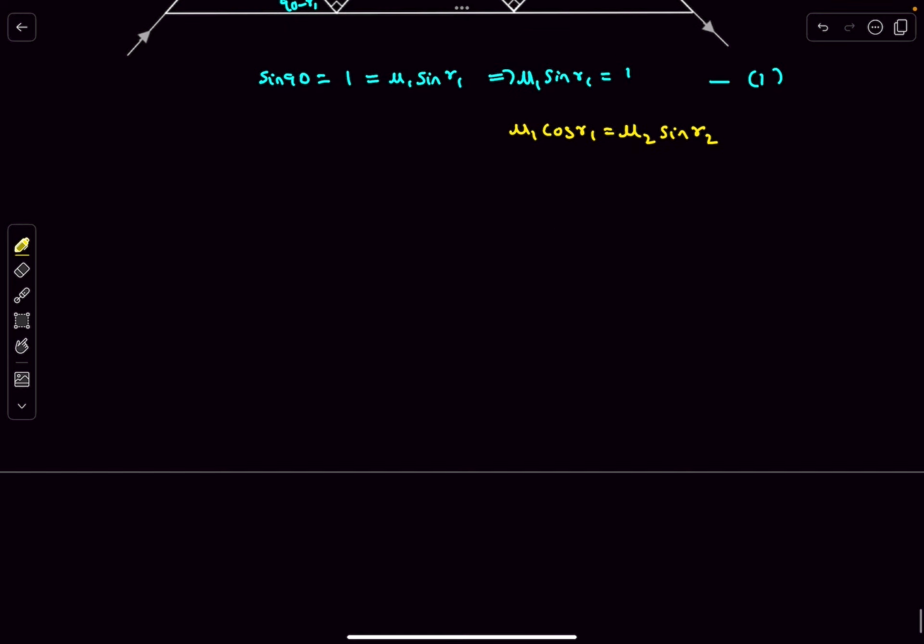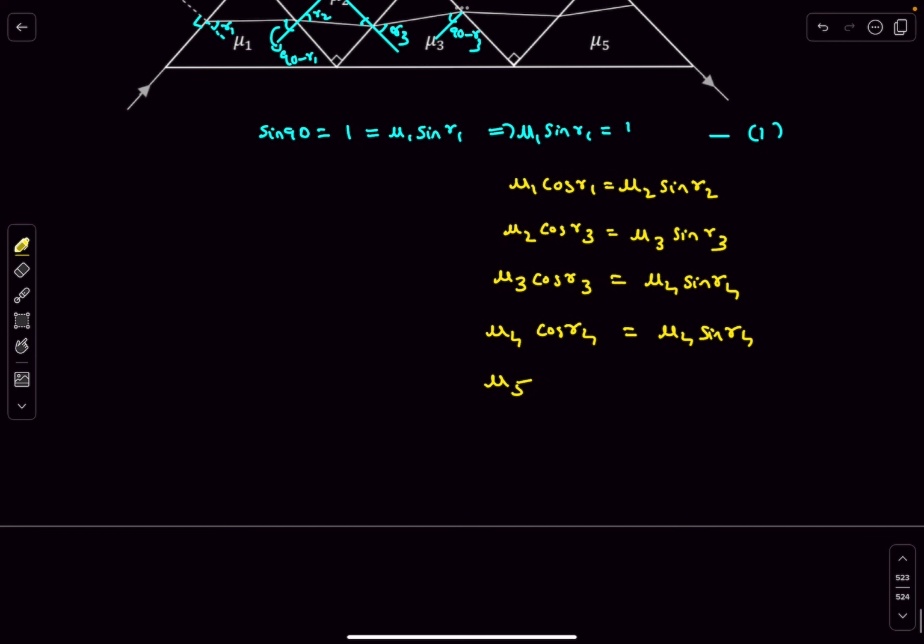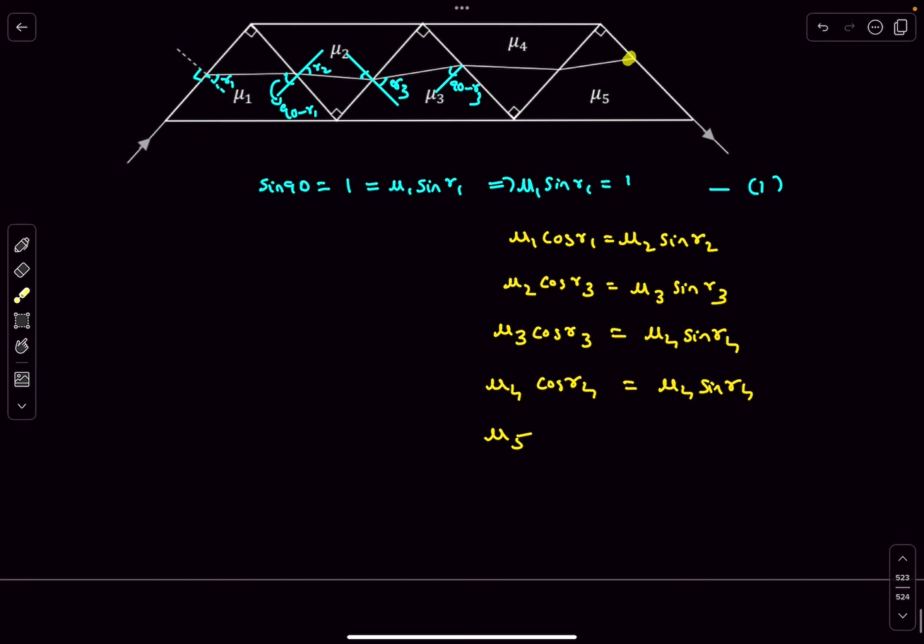So now we can see a pattern, right? The next term is going to be mu2 cos R2, and on the right side it will be mu3 sine R3, and here it will be mu3 cos R3, and here it will be mu4 sine R4. When we reach the final surface, after these four equations, we can say mu5 cos R4 equals, finally, 1 times sine 90, so it's just going to be 1.